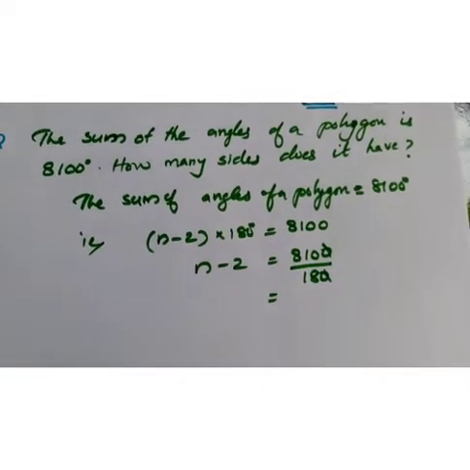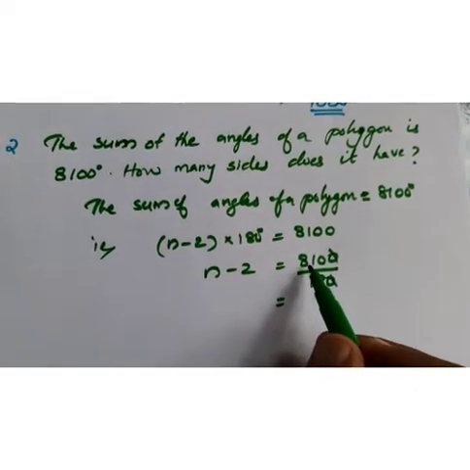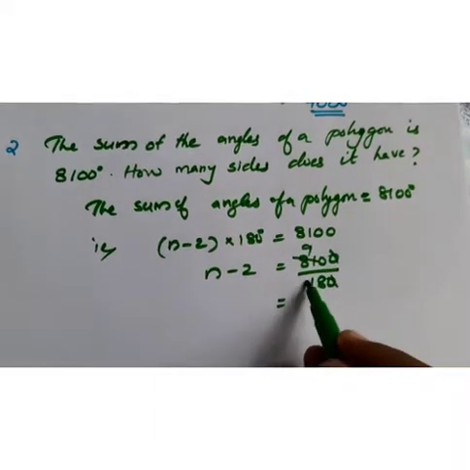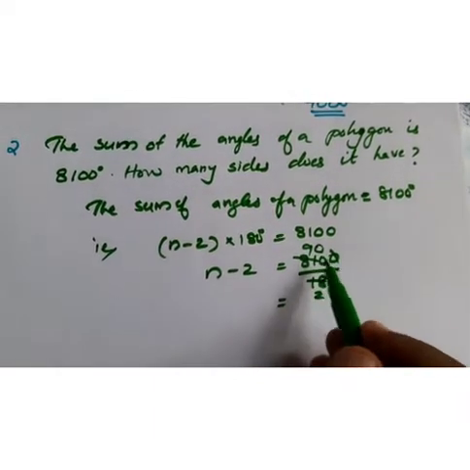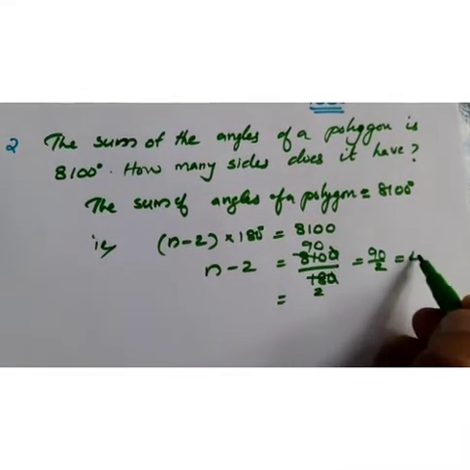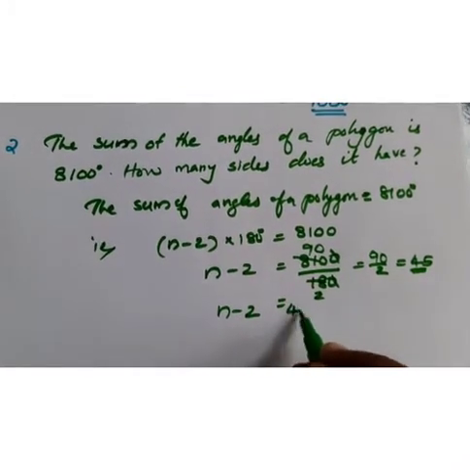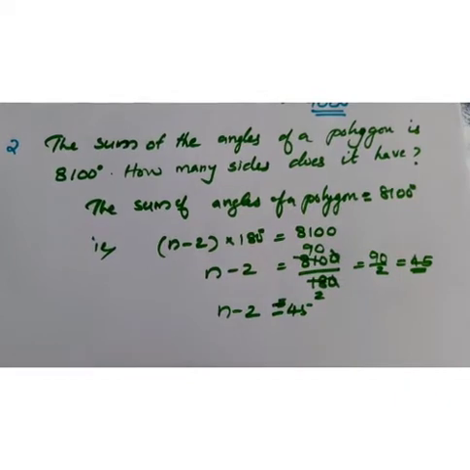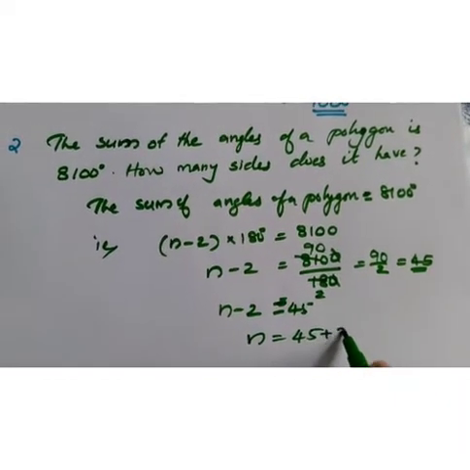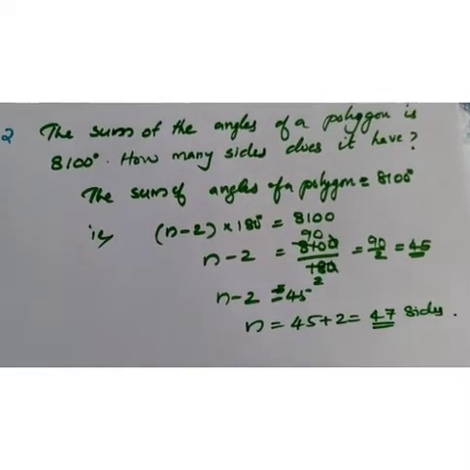0 and 0 will be cancelled. It is 81 and 18. You can divide it with 9. So 9 9s are 81. 9 2s are 18. So 90 by 2 we will get. 90 by 2 is how much? 45. So the value of n minus 2 is 45. N minus 2 is 45. So what is n? 45 plus 2. The answer is 47 sides.